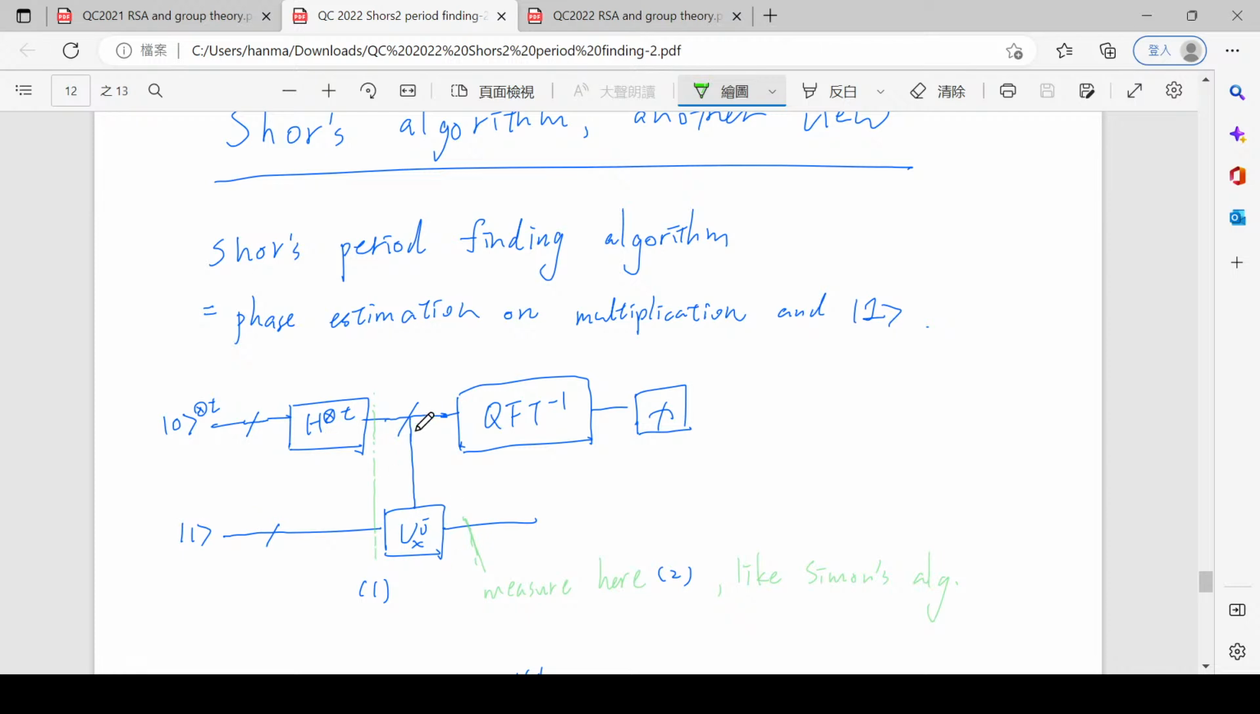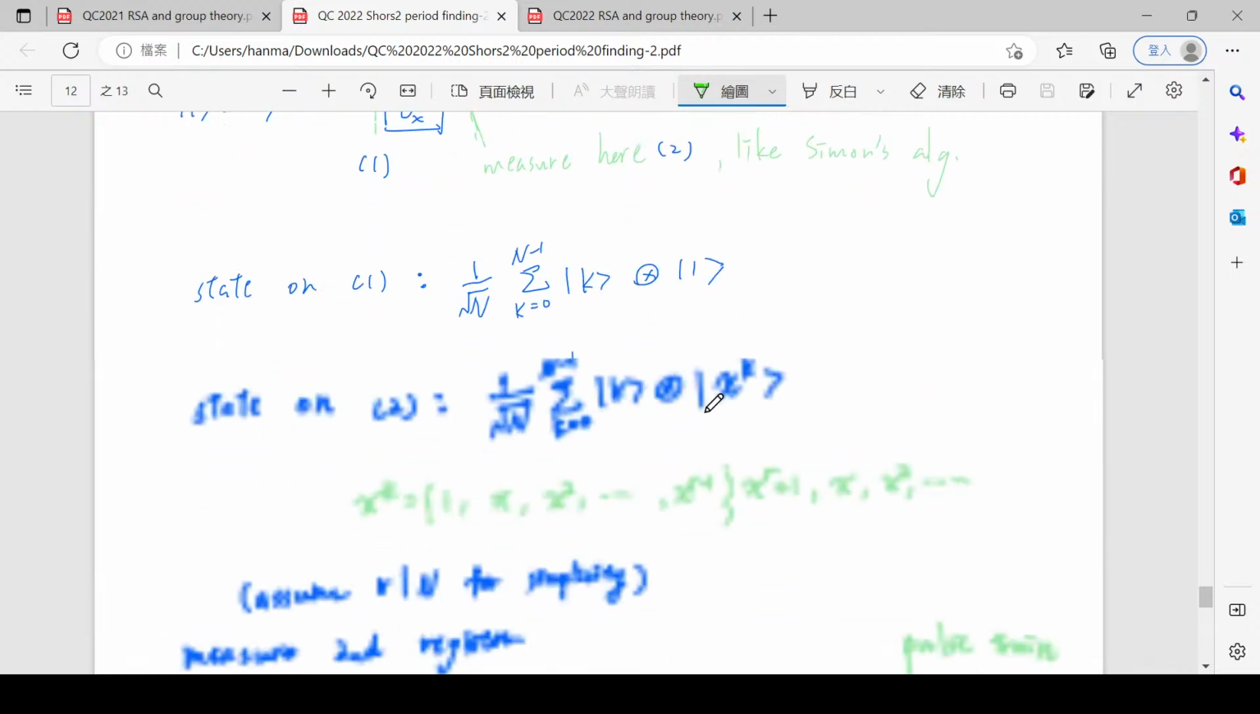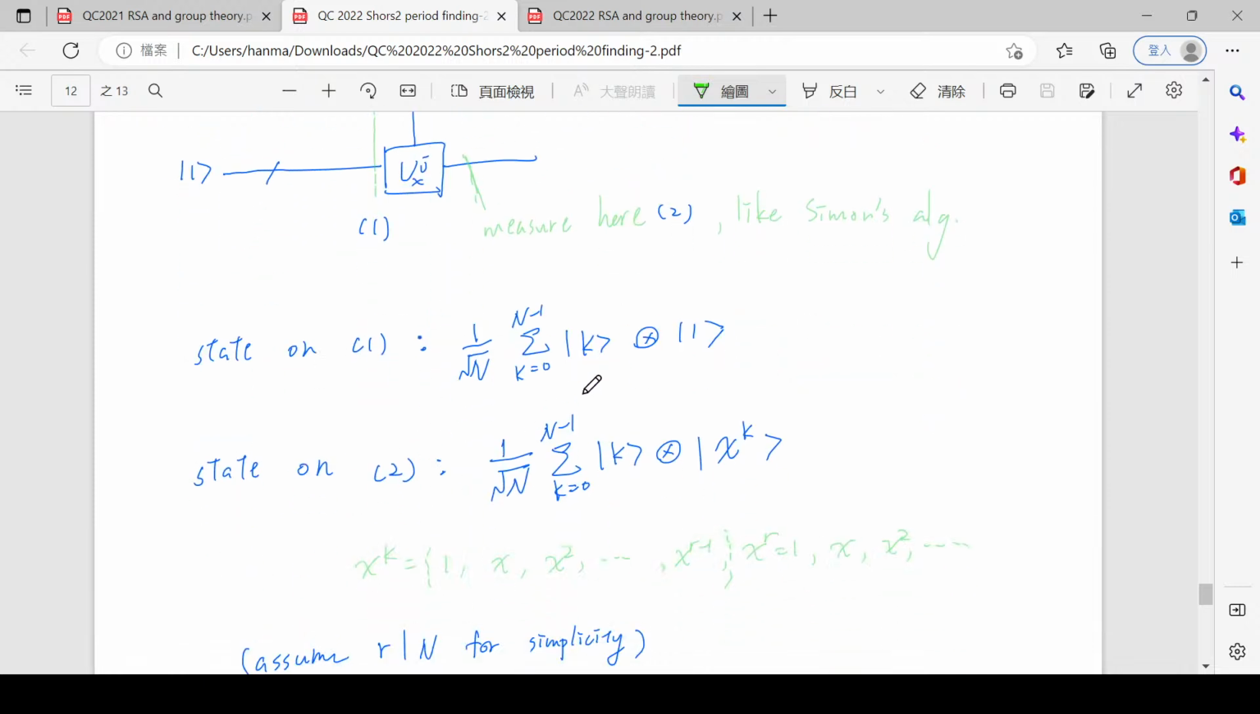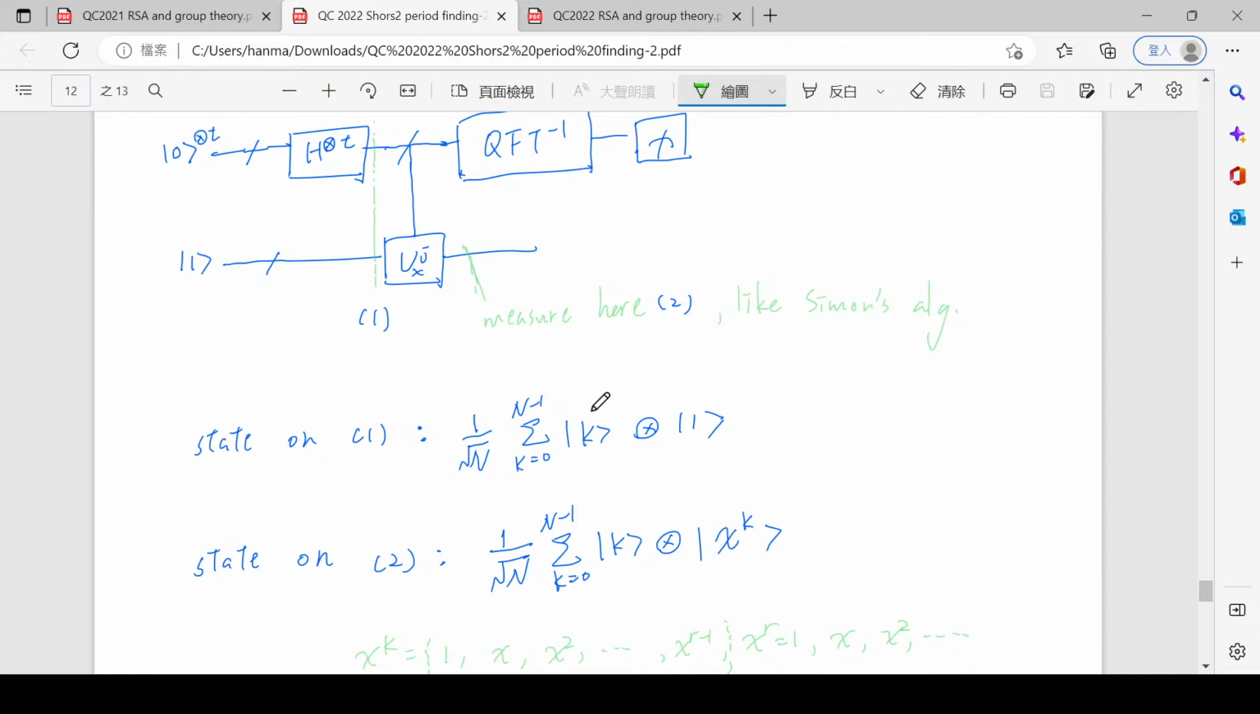Then you do controlled multiplication by x on this one. Then you measure here, then do a QFT inverse. So think about what happened after the controlled multiplication. In the first register you have a whole bunch of integers. That's why we do a whole bunch of Hadamards here. So you have an equal superposition of integers from 0 to n minus 1. Then you apply multiplication by x to the k's power, so obviously you have x to the k on the second register now.